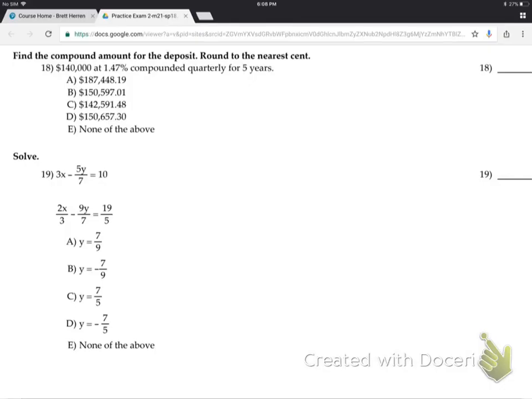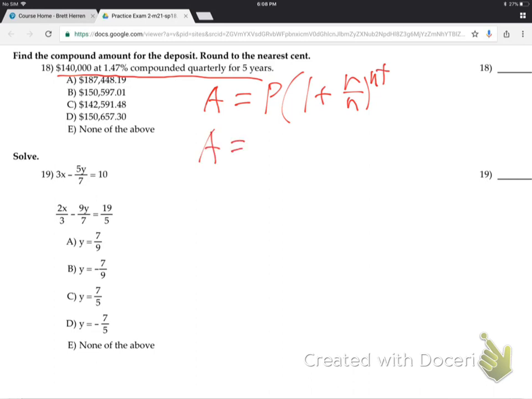Number 18, compound amount for the deposit. So we're putting in money one time. So, right, this is just one time. There's nothing about regular payments here. To the NT, the P, find the compound amount for the deposit. We're putting in 140,000, and the interest rate is 0.0147. Quarterly, so N is 4, 5 years. So crank that out on your calculator, you'll get answer D.